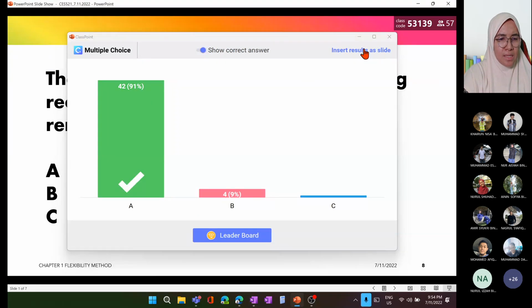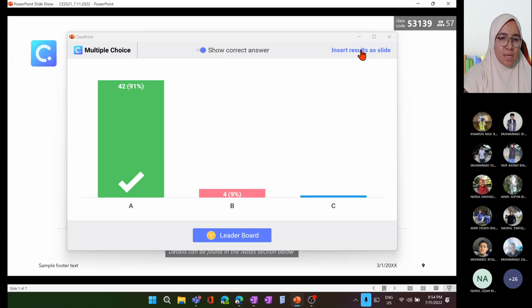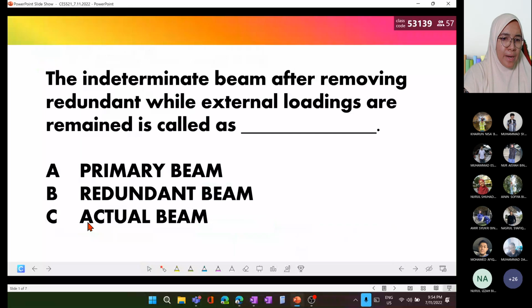The answer is A. It is called a primary beam. When we remove redundant and we remain all external loading, it is called primary beam. So move to the next question.